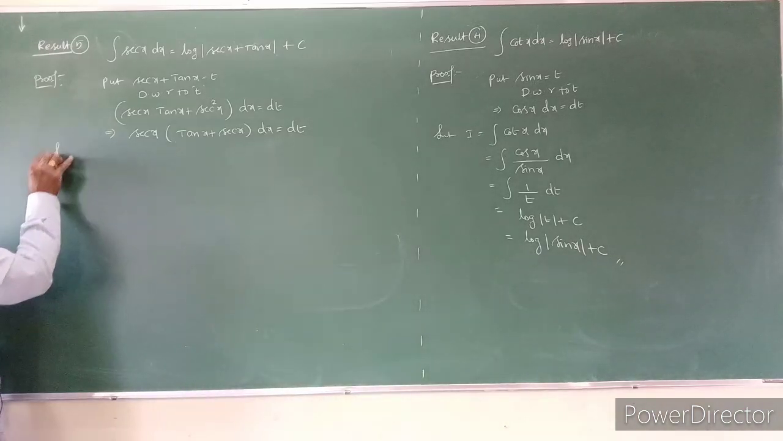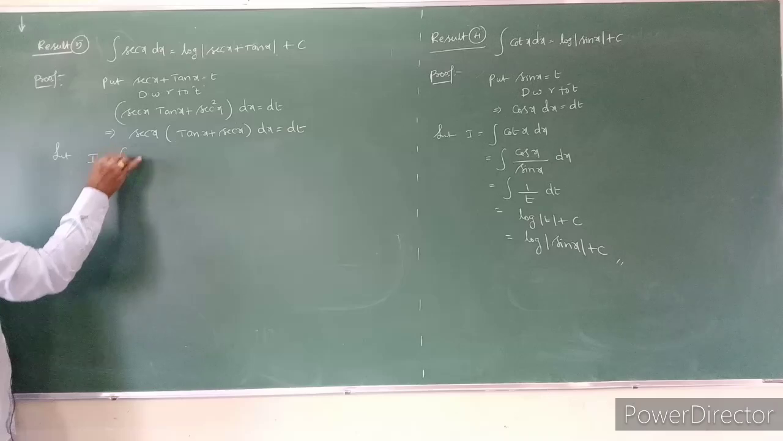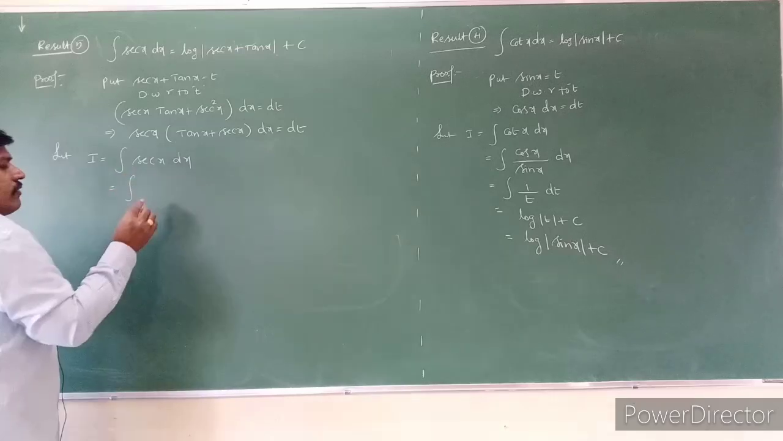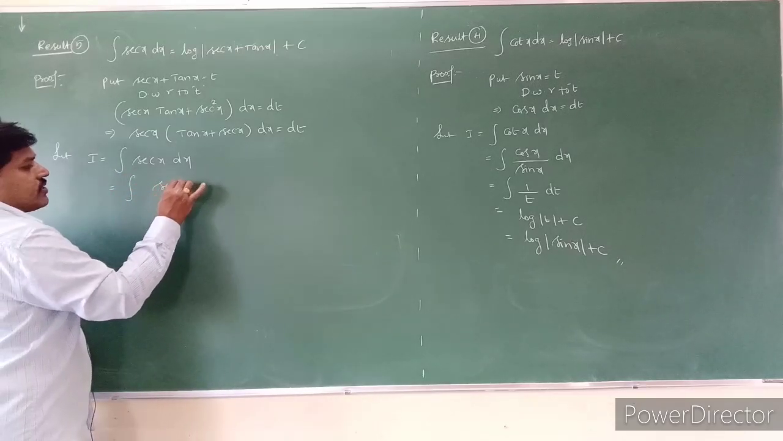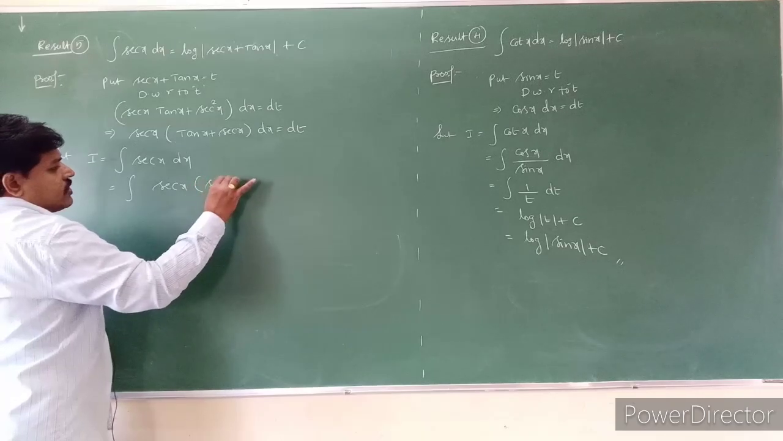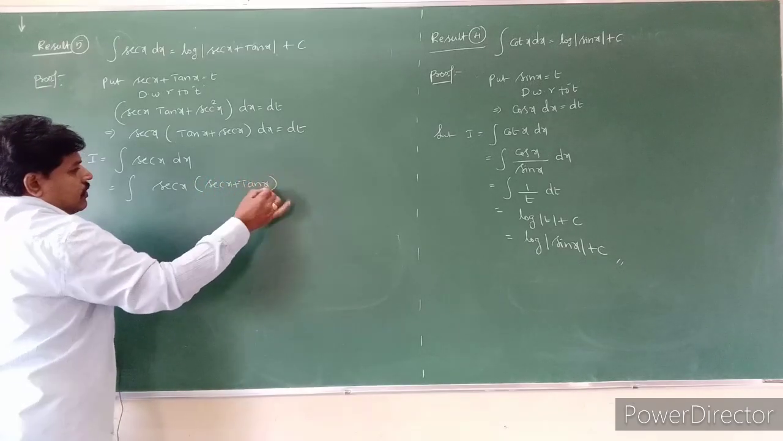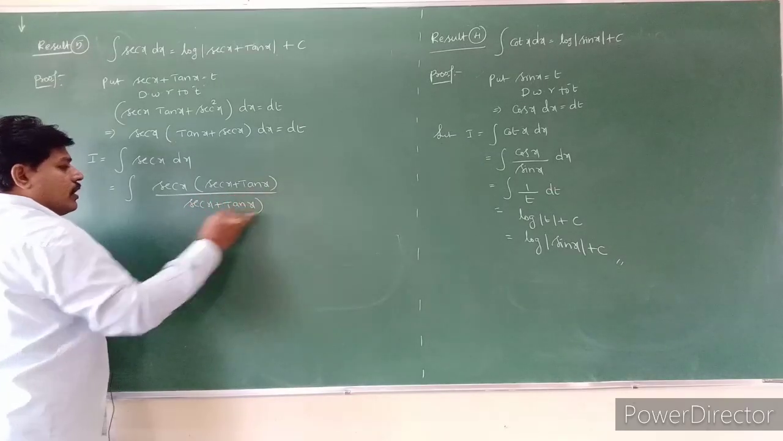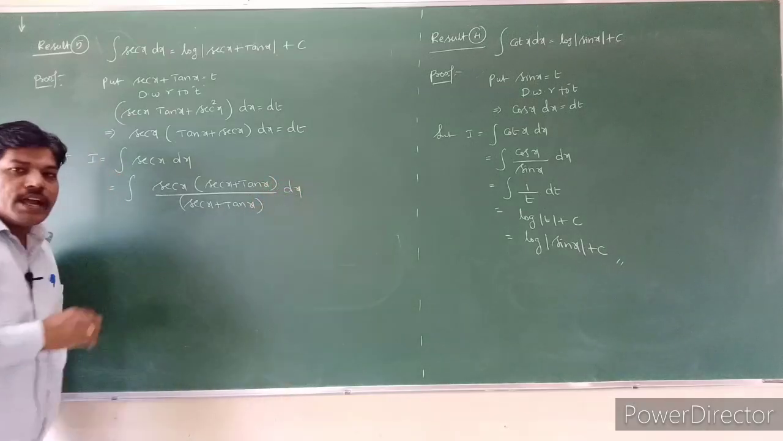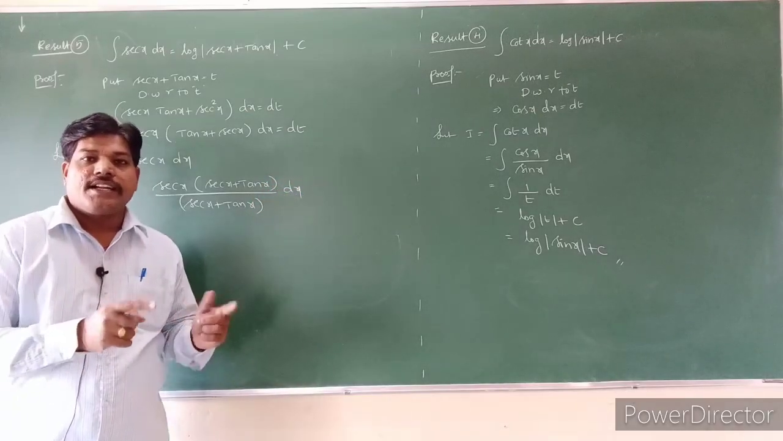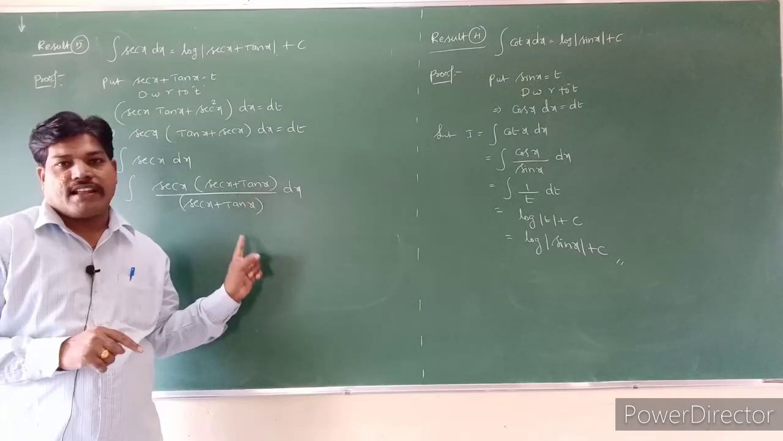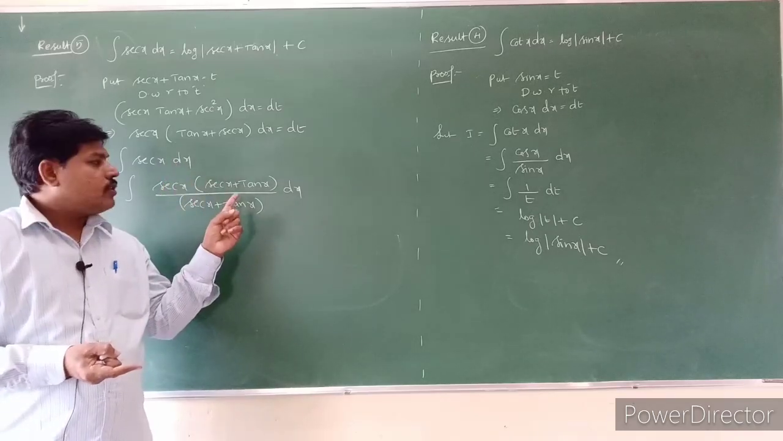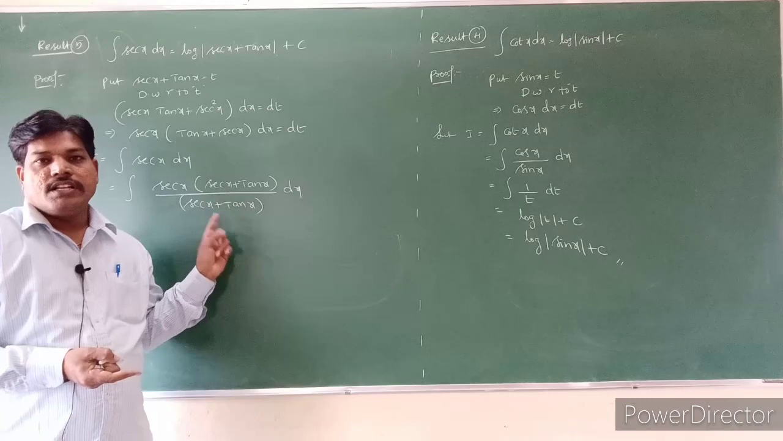In a similar manner, let I be the integral of secant x into dx. Here I will make an adjustment: secant x into secant x plus tan x, divided by secant x plus tan x, into dx. I just multiplied and divided with secant x plus tan x. Nothing will change, because if these two terms cancel, it becomes the original function.